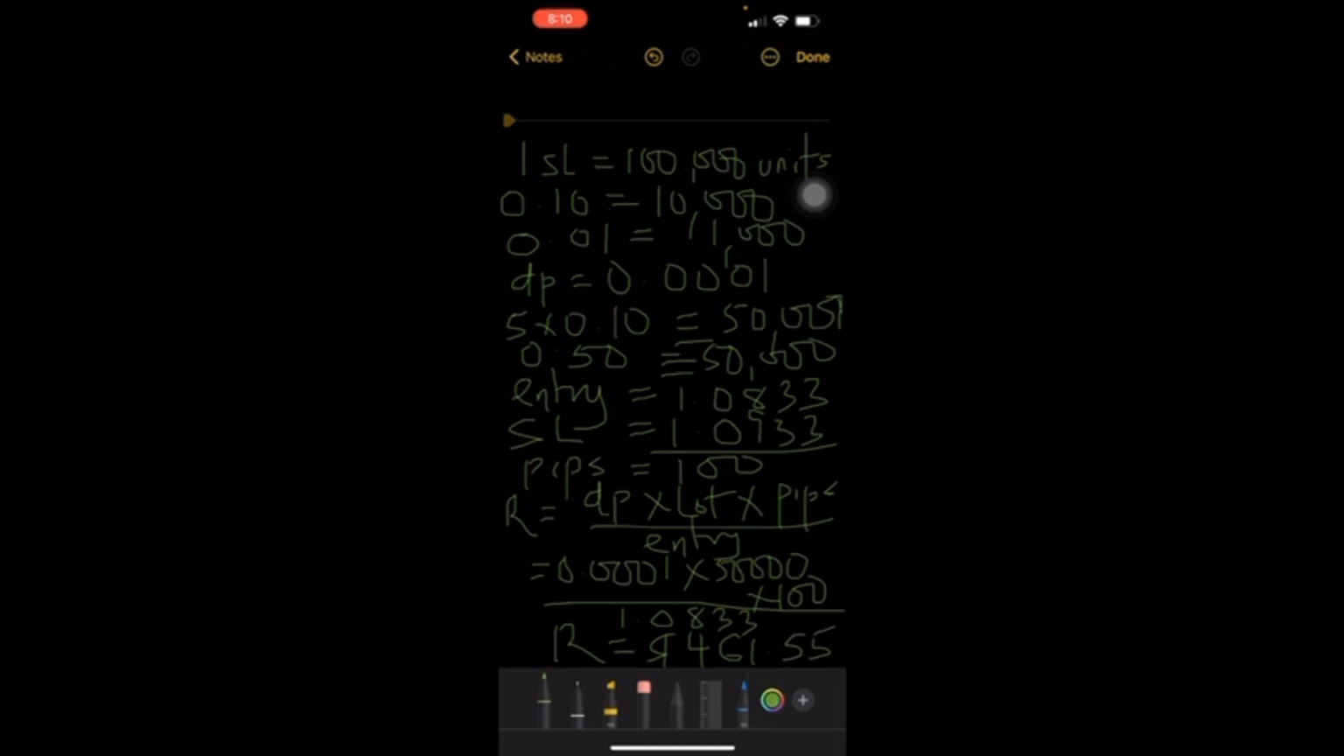I used 5 mini lots. So if I want to use 1 mini lot for this same trade, I just divide my risk by 5, since this calculation is based on 5 mini lots. That will give me about 95 point some cents. So I hope this was helpful. I'm going to do one more calculation so that we assimilate this better.